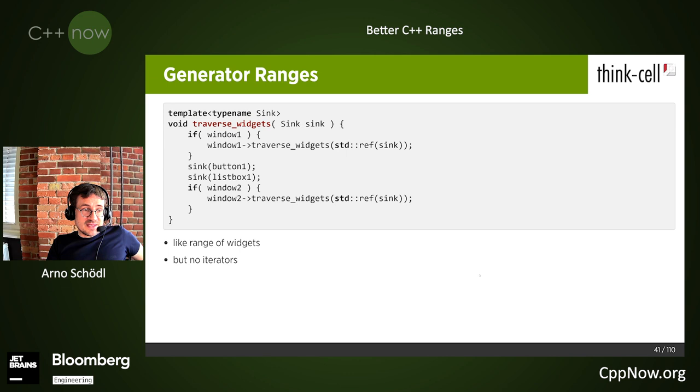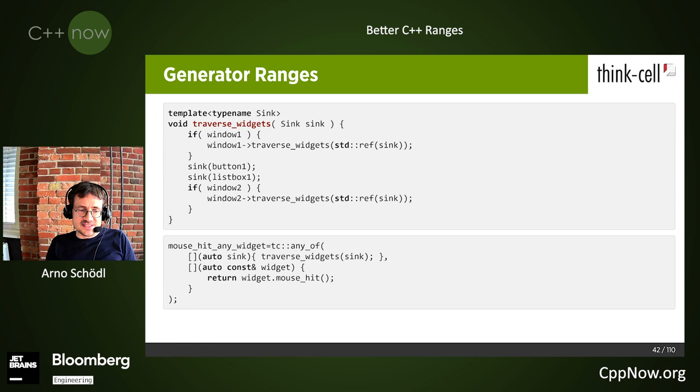Here's another idea. Ranges are semantically just some collection of things that you can iterate over. And when you have a generator, like a for each, or something like this, where you traverse a data structure, where you stick elements of that data structure into a sink, that's very much like a range, except that it doesn't have iterators. And it would be awfully nice if we would treat these things just like a range. So you can write things like this. You could say, okay, I'm having an anyOf over this range here. Except it's not really a range, but it's behaving like a range. So it'd be nice to write this piece of code so that we can use it with all kinds of range algorithms.